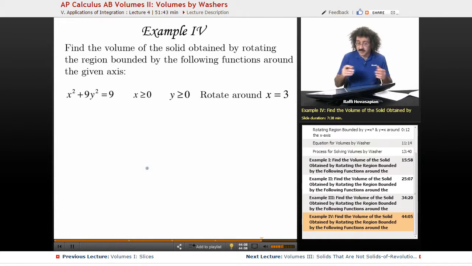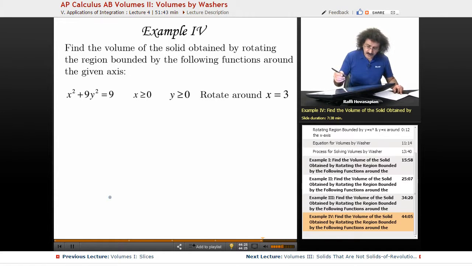Find the volume of the solid obtained by rotating the region around the given axis. Okay, so this time we have x squared plus y squared equals 9. We're given an equation in implicit form, not explicitly. And x is greater than 0, y is greater than 0. Rotate around x equals 3, so we have to decide what we're going to do.